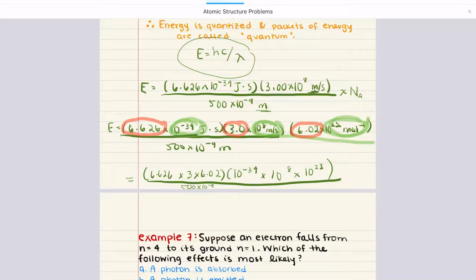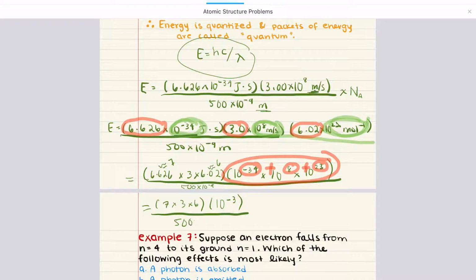Now we can make some further approximations here. Let's approximate this number to about 7. This can stay a 3, and this we're going to approximate to 6. So now what we have is 7 times 3 times 6. And we can do something really cool with these 10 powers. We can just sum up their exponents: minus 34 plus 8 plus 23 is going to give us minus 3. So now our 10 power can be simplified to just 10 to the power minus 3, and this is all over 500 times 10 to the minus 9.